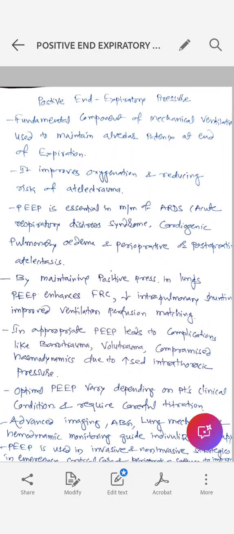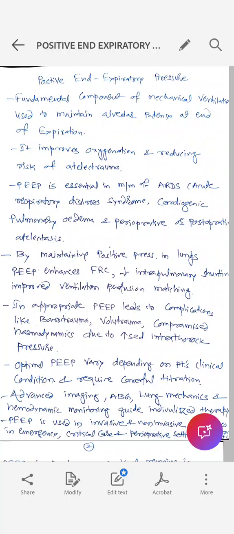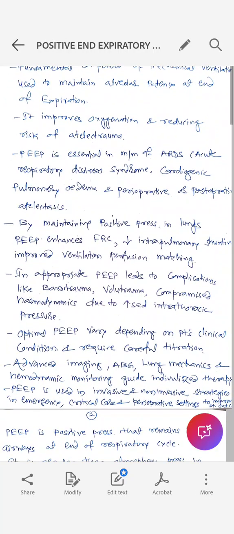Hello students, today we will discuss positive end-expiratory pressure, that means PEEP. It is the most commonly asked question in the MD anesthesiology examination.